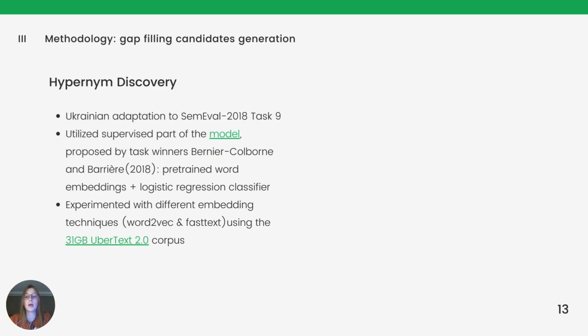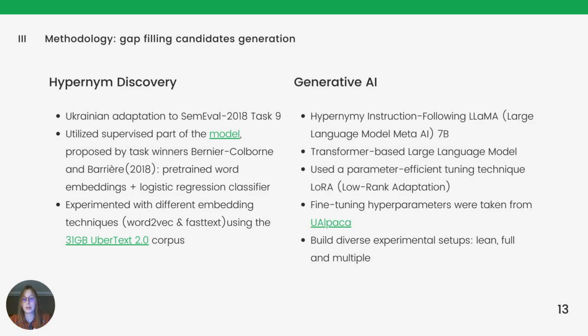The next method for candidate generation does not use the gap itself, but its child nodes that are not gap nodes. At NAACL 2018, organizers presented the Hypernym Discovery task, which aims to generate hypernyms for a given hyponym. We use the architecture proposed by the competition winners, which consists of two main parts: pre-trained word embeddings and a logistic regression classifier. The authors used word2vec for embeddings, and in addition to this baseline, we also train fastText, which works better for the morphologically rich Ukrainian language.